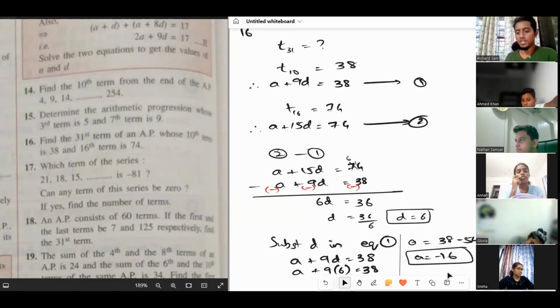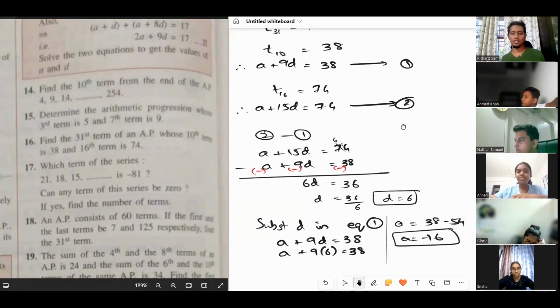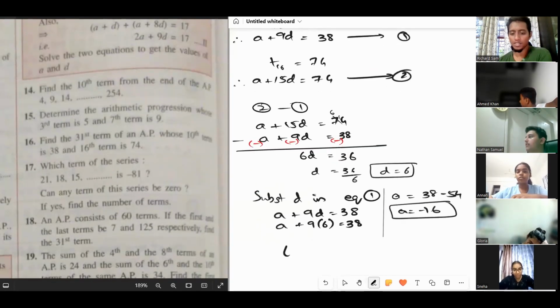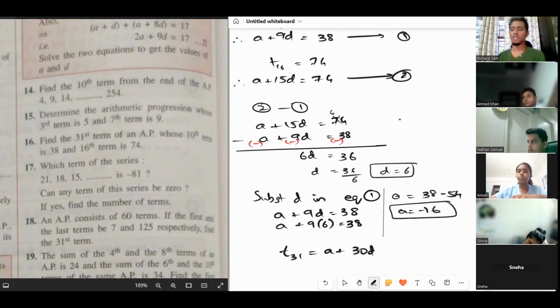So we got A, we got D. We can find the whole progression now because we got A and D, right? But we just need to find the 31st term. So find T31. To find T31, the formula is A plus 30D, right? So put the values of A and D over here and find T31. We got it.